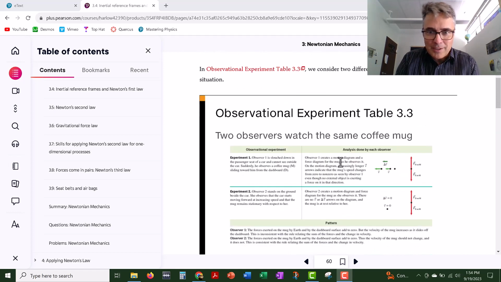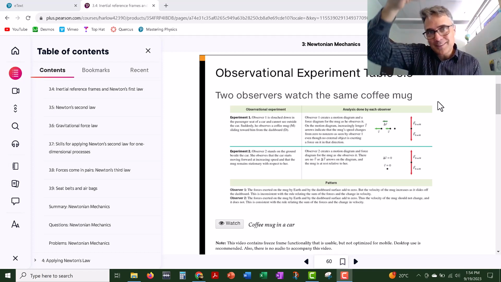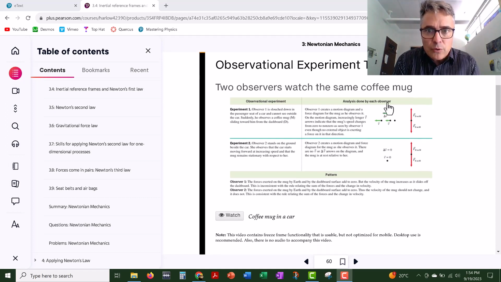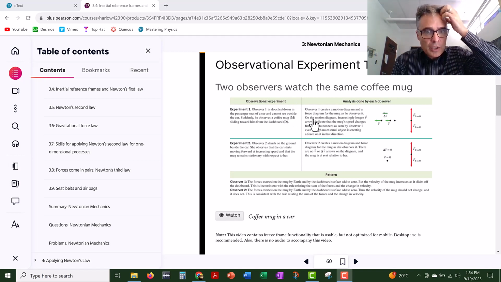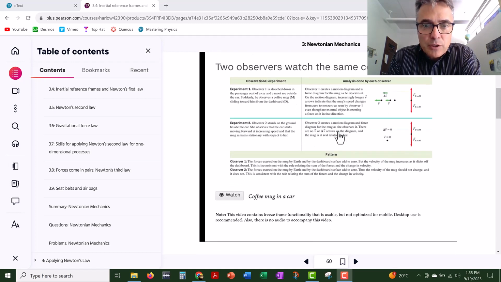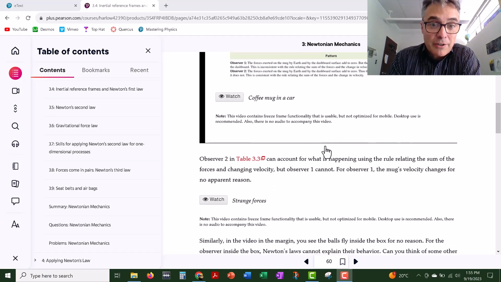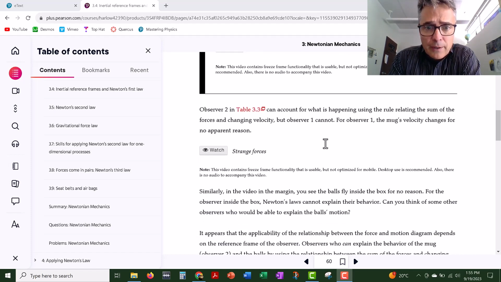It starts off by talking about someone who accelerates their car, and there is a coffee mug sitting on the dashboard which falls. And so they ask you to analyze the situation from two different reference frames, or different perspectives. One is an observer who's in the car, and the other is an observer outside the car watching this from the stationary Earth. And there's a nice little video you can click on there.